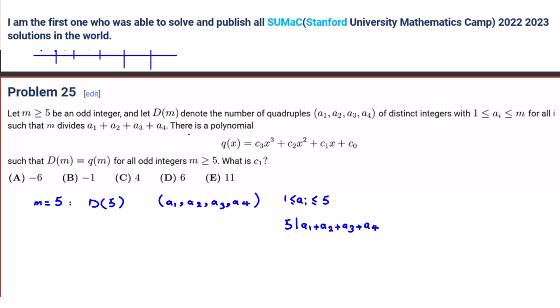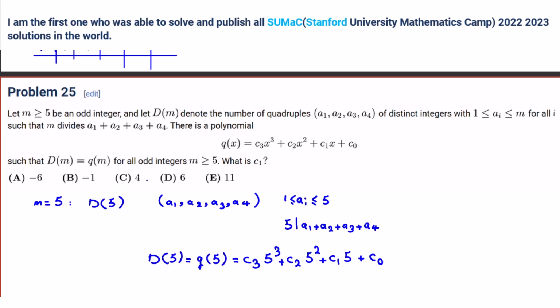Because 5 divides this, there is a polynomial, this one, such that d of m is q of m. So it says d5 is equal to q of 5. Q of 5 is what? It is c3 times 5 cubed plus c2 times 5 squared plus c1 times 5 plus c0. And then it says for all odd integers m.